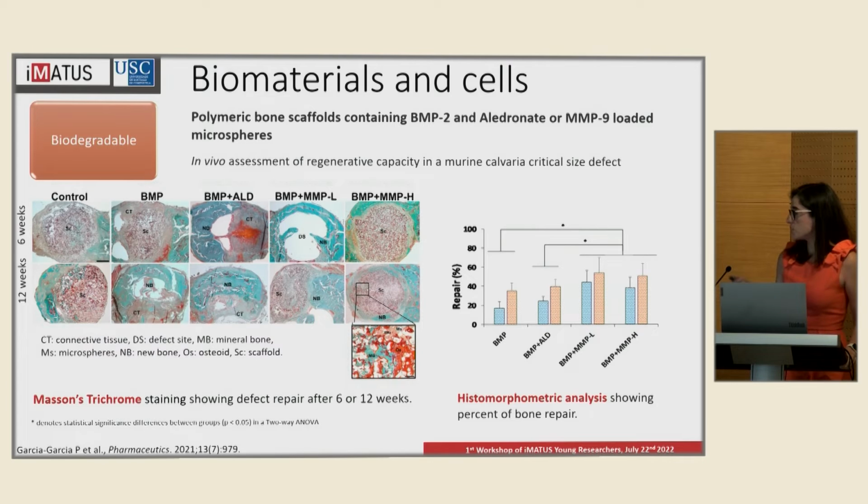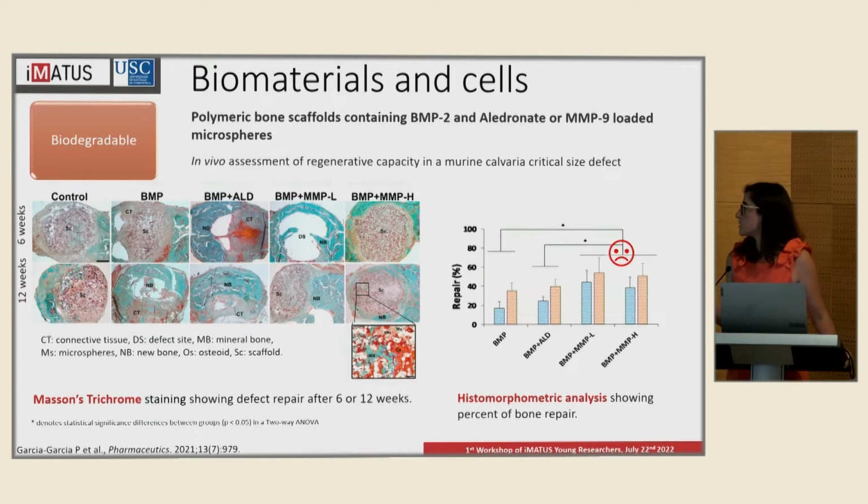So what I show you here is the control group, where we see this calvaria critical size defect. We show the scaffolds at 6 and 12 weeks. And when we analyzed the bone repair, what we saw is that the ones that should have higher bone repair, which are the ones with MMP and BMP2, were not actually giving such a high effect.